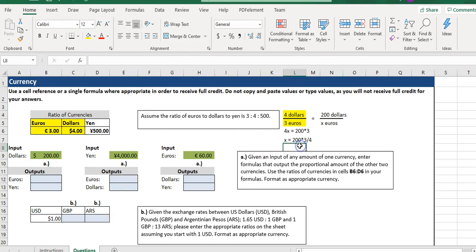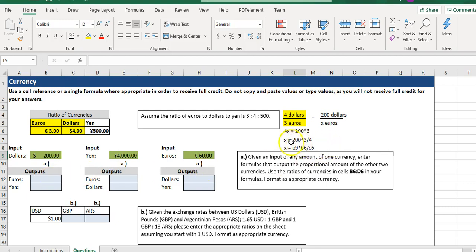Okay, so we're going to type that out. X is going to equal B9 times, where's the 3? The 3 is located right here in cell B6. So times B6 divided by, and where is 4 located? 4 is located right here in cell C6. So we're going to type C6. So that's the calculation that I want to use to calculate the number of euros.